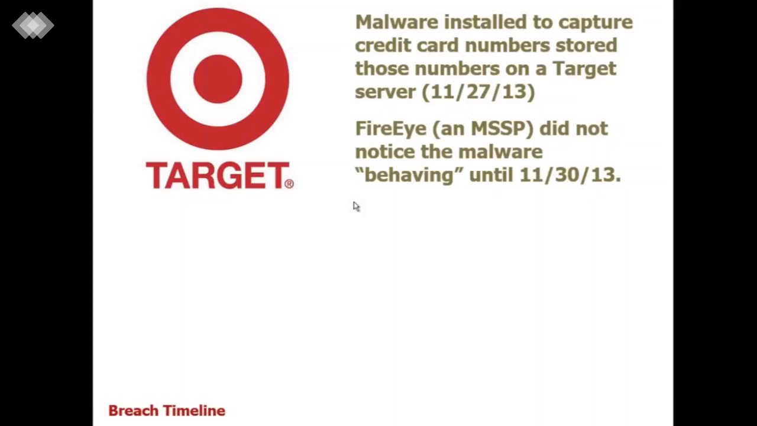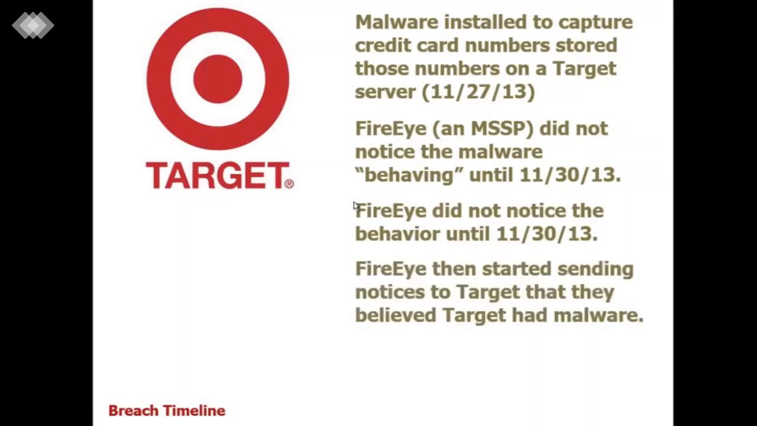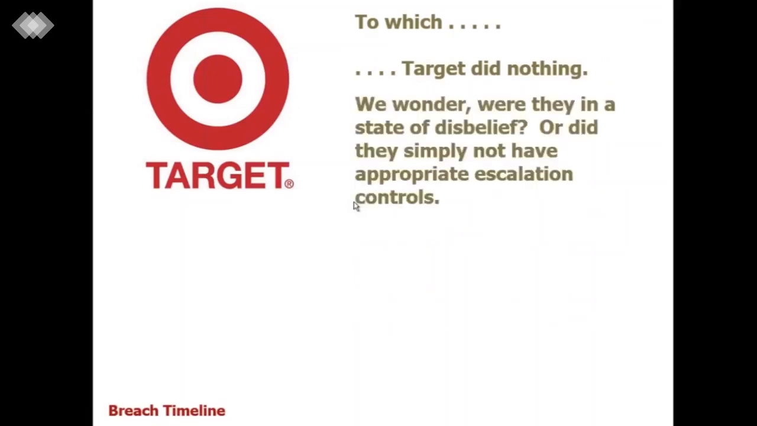I don't want to make any kind of negative light on them. But I'm assuming that the malware behavior is what they detected, because if it was known malware, then Target would have known about it too, right? Because of their antivirus systems, and then FireEye would have been able to point to the signature and say, you have this particular malware on your system. But FireEye then started sending notices to Target that they believed Target had malware because, again, I think they were seeing the behavior of that. And Target didn't do anything about it.